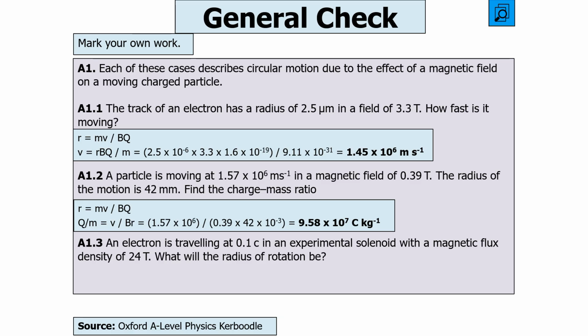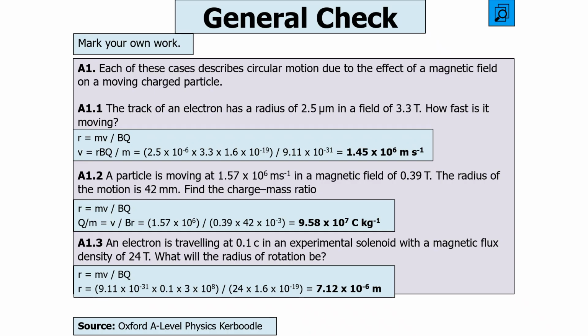And then finally we want our radius of rotation. Once again, r equals mv over bq. So you then pop in all your values. Now remember, an electron's mass is given to you on the equation sheet. It's 9.11 times 10 to the minus 31. We know that c is 3 times 10 to the 8. So you pop in all your values and you get 7.12 times 10 to the minus 6 meters.